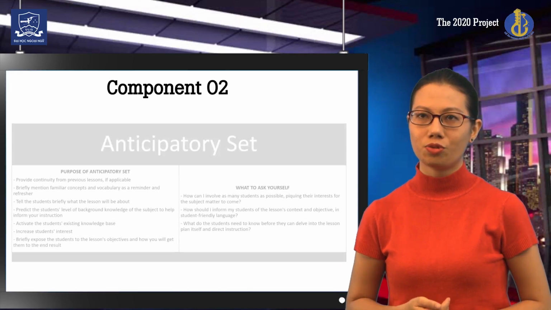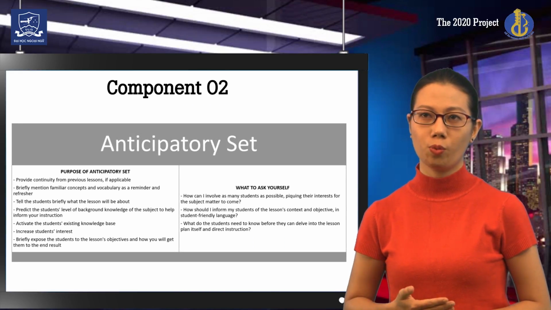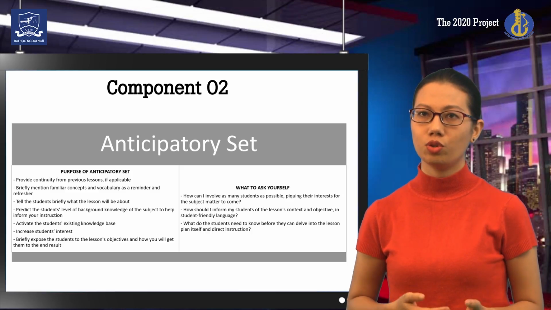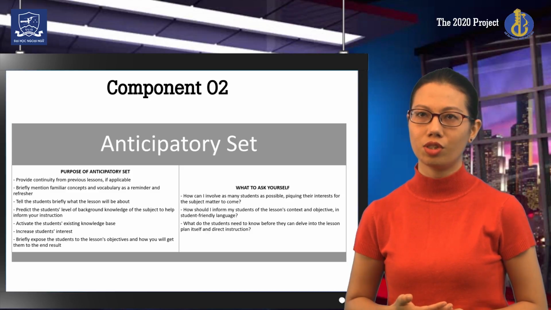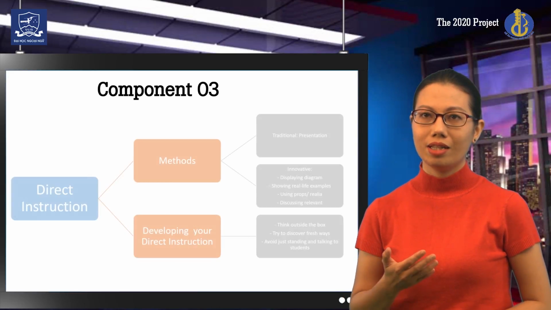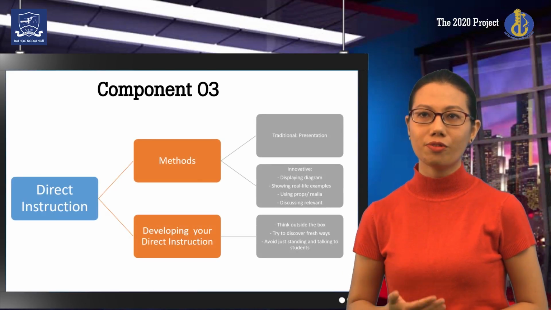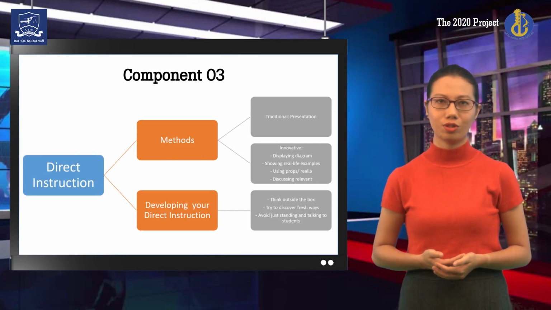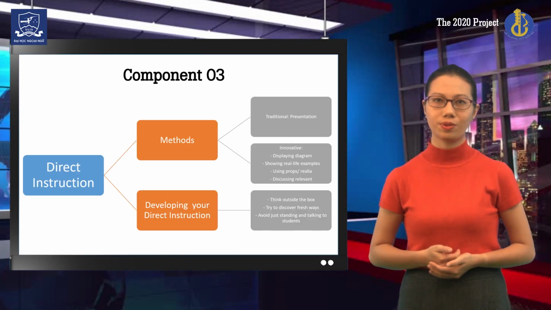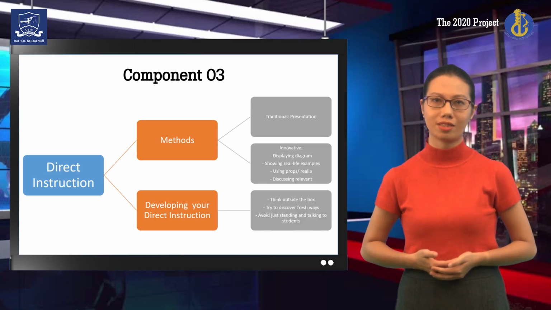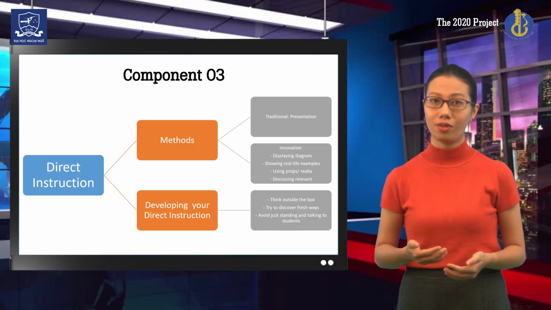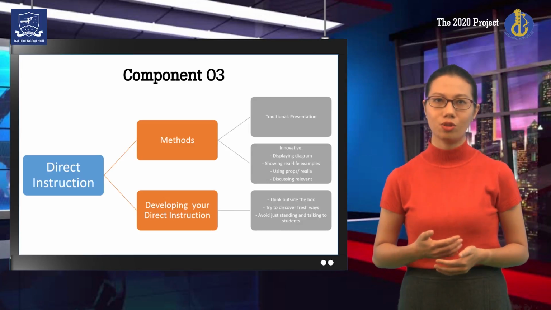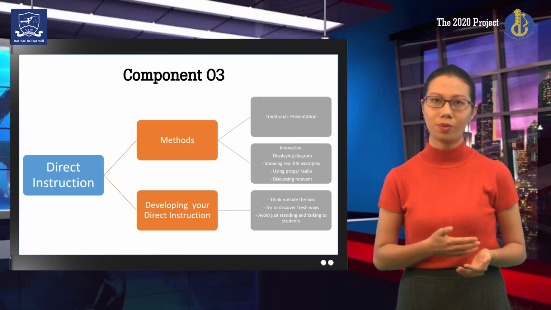In the anticipatory section, you outline what you will say and/or present to your students before the direct instruction of the lesson begins. Direct instruction is how you will deliver the lesson information to your students. Your methods of direct instruction could include reading a book, displaying diagrams, showing real-life examples of the subject matter, using props, discussing relevant characteristics, watching a video, or other hands-on and/or presentational steps directly related to your lesson plan stated objective.